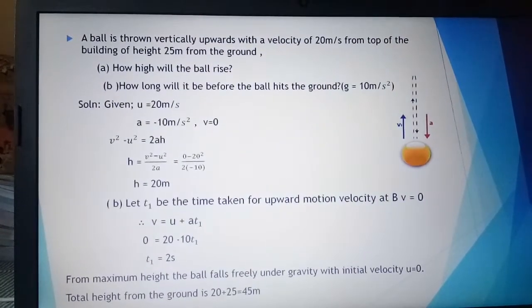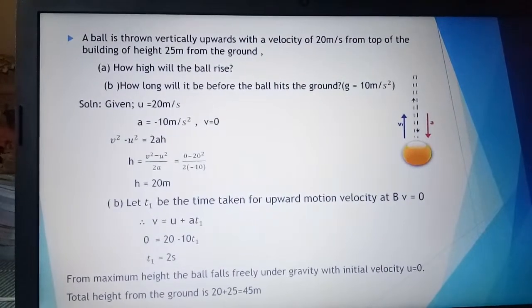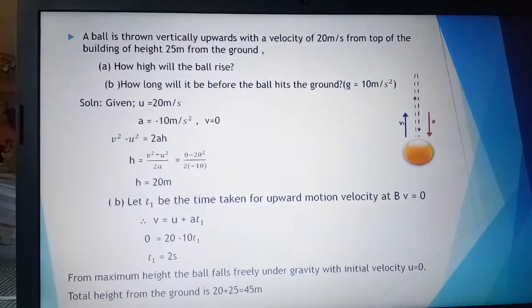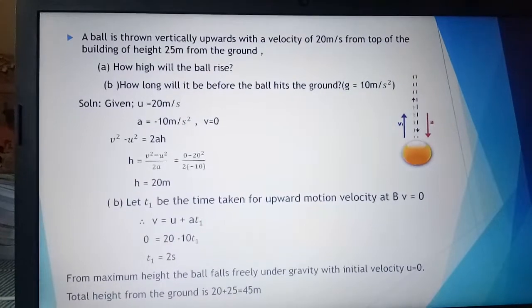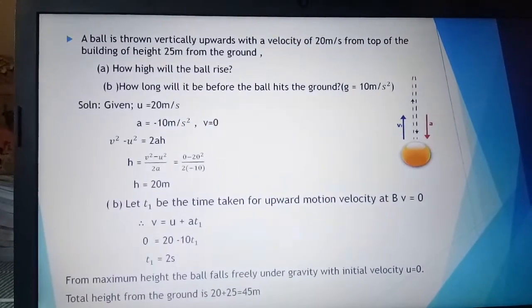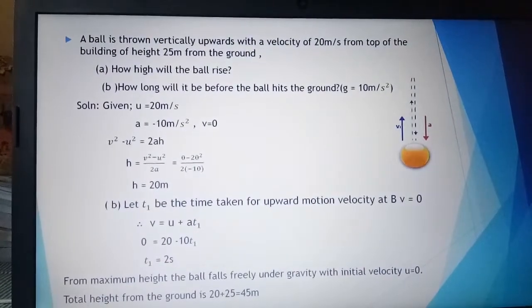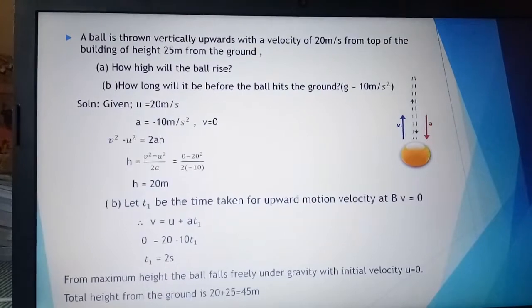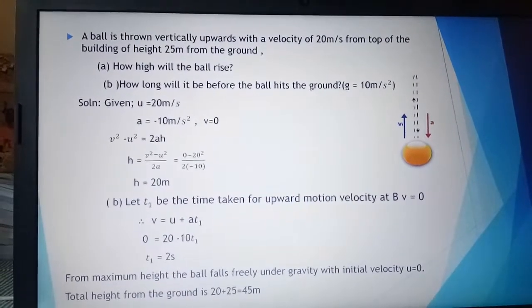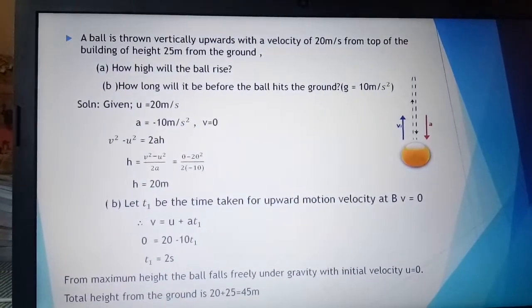Now let us see the second problem. A ball is thrown vertically upwards with a velocity of 20 meters per second from the top of a building of height 25 meters from the ground. There is a building whose height is 25 meters from the ground. From that top, the ball is thrown upwards with a velocity of 20 meters per second.